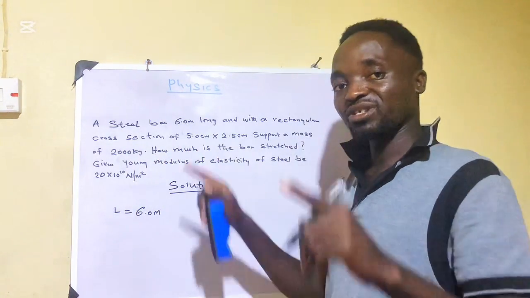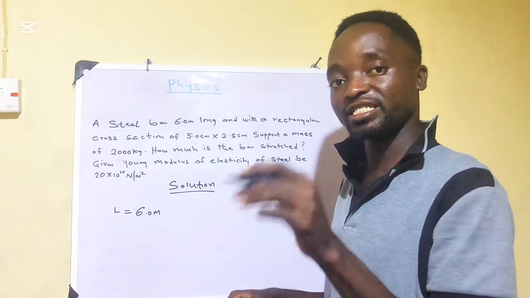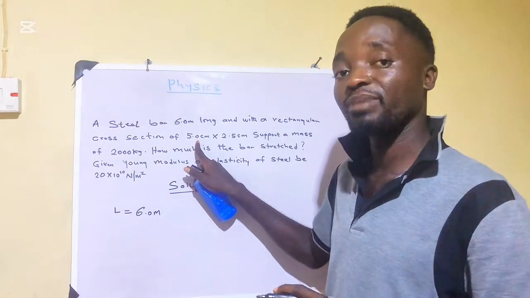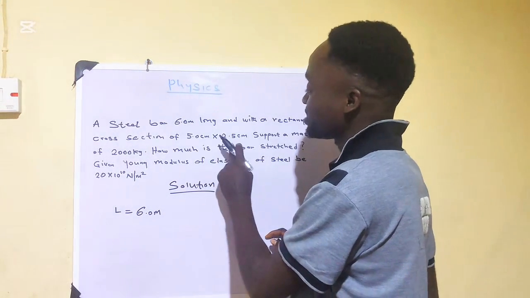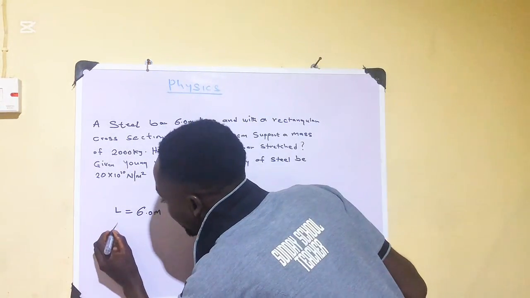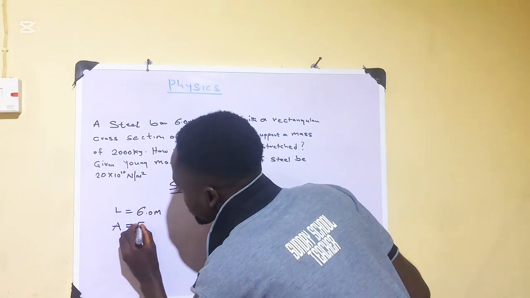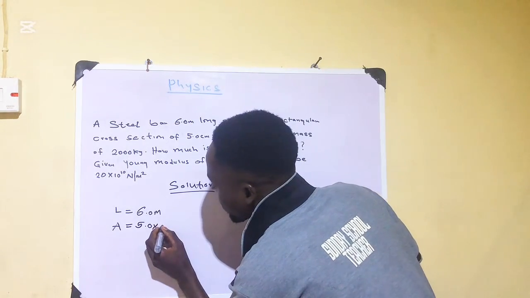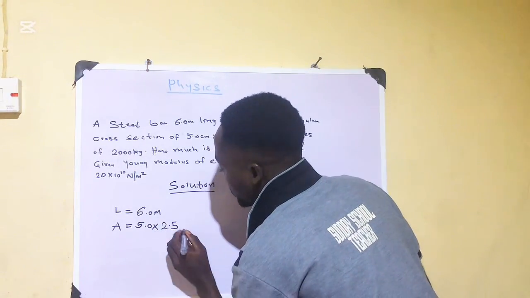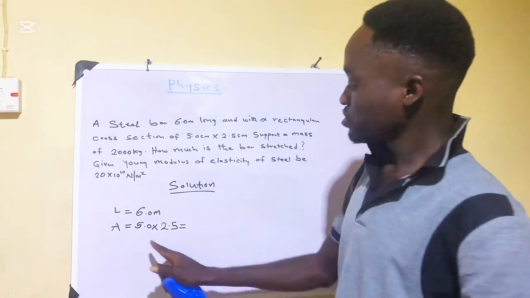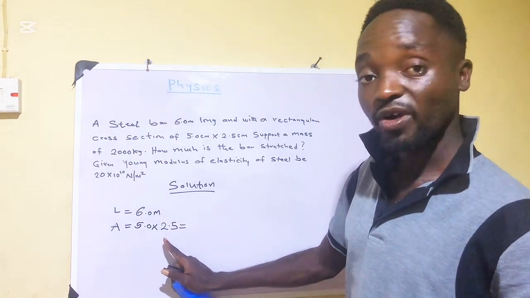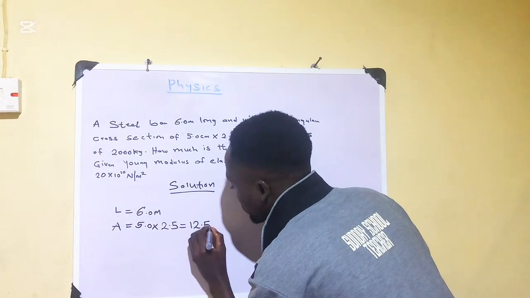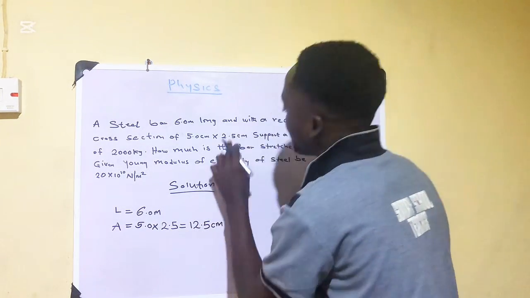Now, when you are talking about a rectangular something, the area of a rectangle is what? Length times breadth. Is that so? From this information you have been given, you know that this is the area of this bar. That means this is the length and this is the breadth. So the area A is 5.0 times 2.5. If you multiply 5.0 times 2.5, the answer will give you 12.5 centimeter.